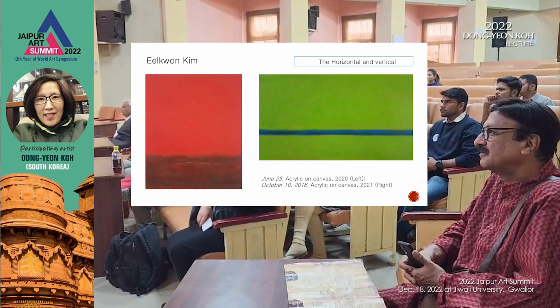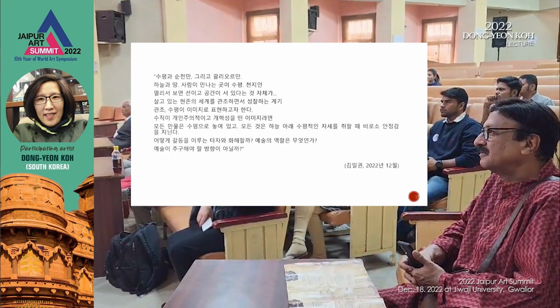This is a painting. On one side, Eelkown Kim used words as a kind of documentation of social reality or daily reality. At the same time, he wanted to pursue his role as a healer of society. He emphasized his horizontal line. It mentions the girth. I happen to know that Gwalior also has the girth. Yes, he's coming from Suncheon, the area that has a girth.